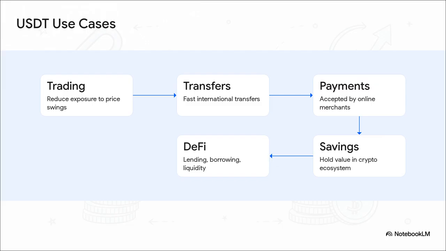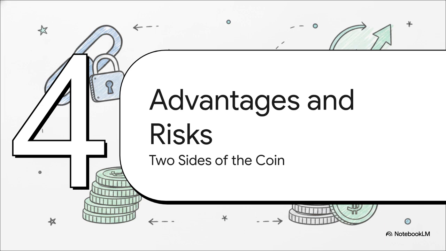And finally, number 5, decentralized finance, or DeFi. USDT provides massive liquidity for decentralized lending and borrowing platforms. That brings us to Section 4, advantages and risks, because as always, we have to look objectively at both sides of the coin here.